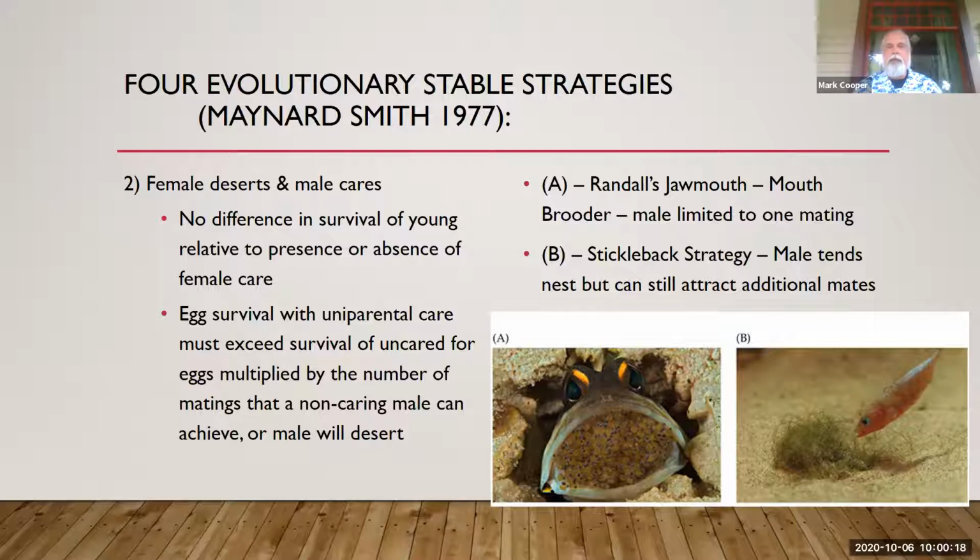The other one is the stickleback strategy, where males tend to nest. Here you can see the little male, and he's actually fanning the eggs to give them oxygen. But by doing this, he can still have the ability to attract other mates, so females. So this does allow him a little bit more possibility, and actually we found in sticklebacks that the fact that he's got a nice nest may even attract a female.